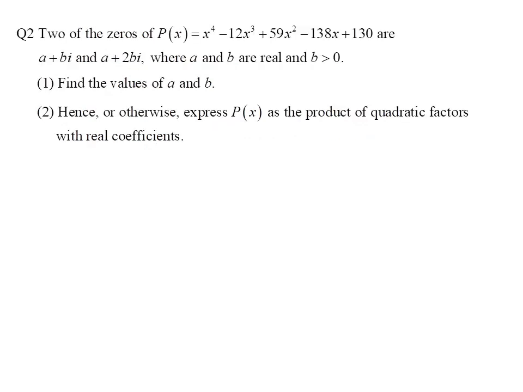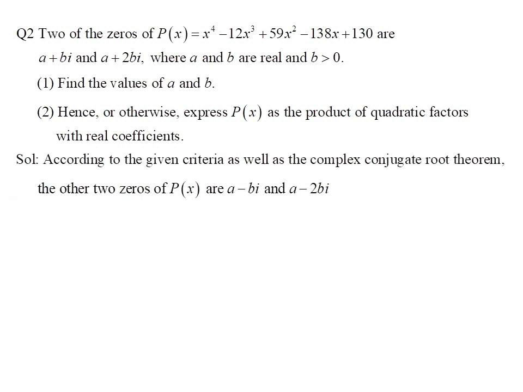Example 2 shows a quadratic polynomial with two complex zeros. One is a plus bi, and the other is a plus 2bi, where both a and b are real numbers and b is greater than 0. There are two questions that follow. The first one asks us to find the values of a and b. The second question is to express p(x) as the product of two quadratic factors with real coefficients.